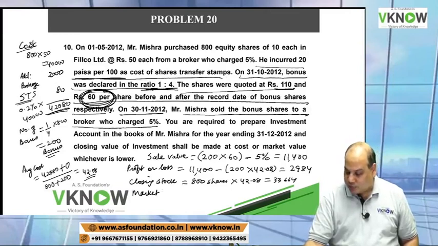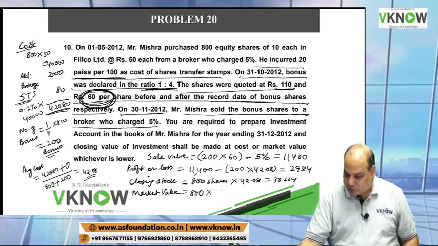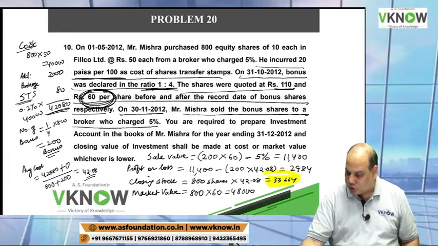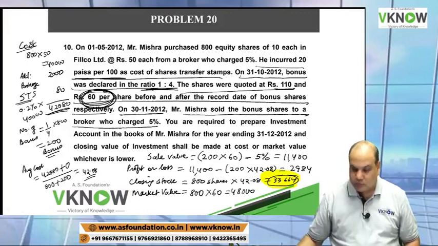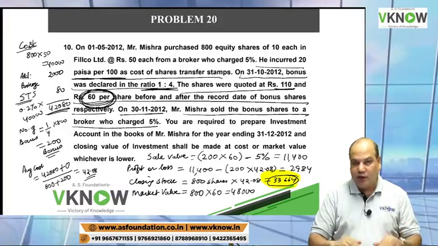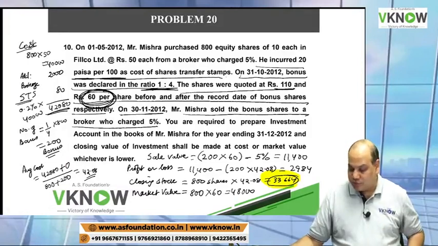And if you look at the market value, it is 800 into 60, that is 48,000. So investment will be valued at the lower of the two, that is 33,664. 33,664 is right. So I have given you all the working notes.